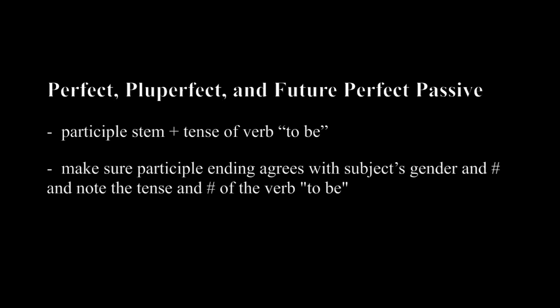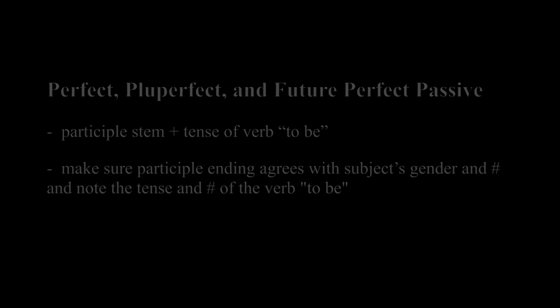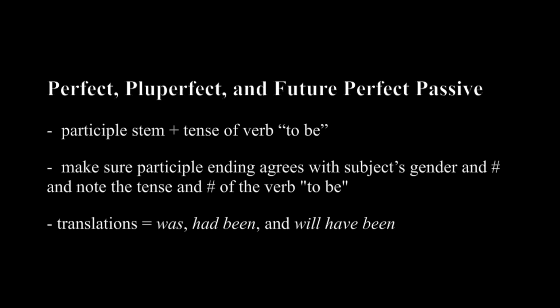For perfect sentences, translate them as X was blanked. For pluperfect, X had been blanked. And finally, for future perfect, X will have been blanked.